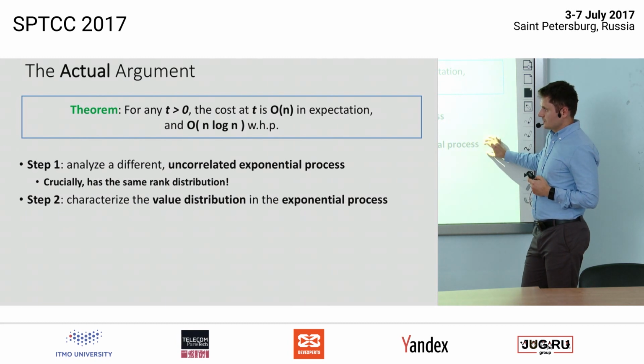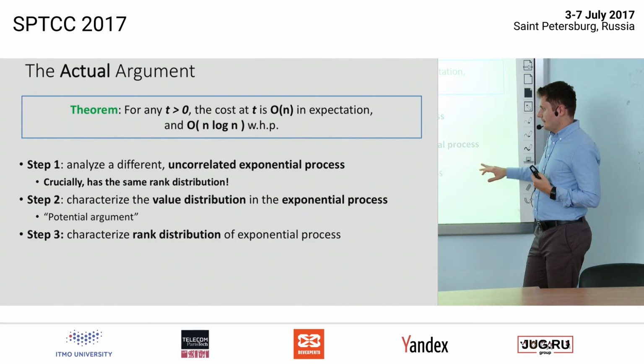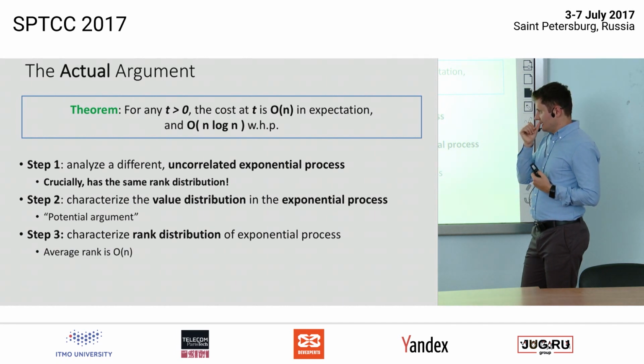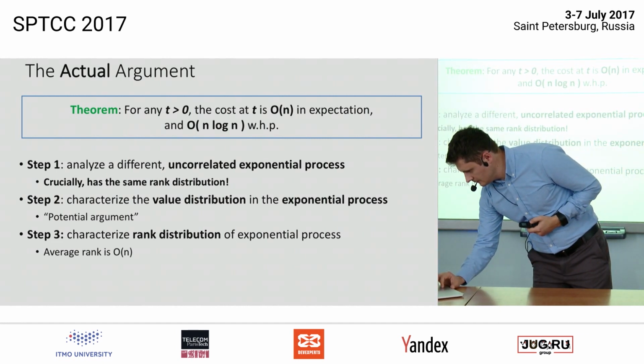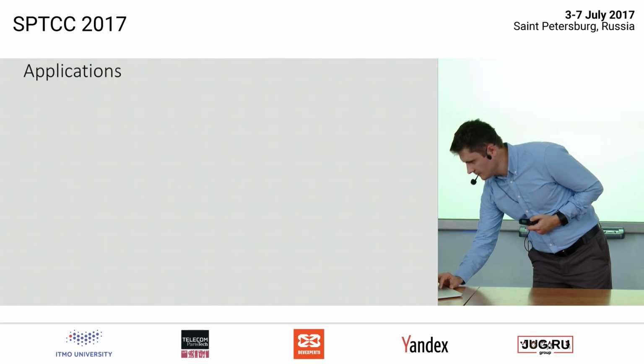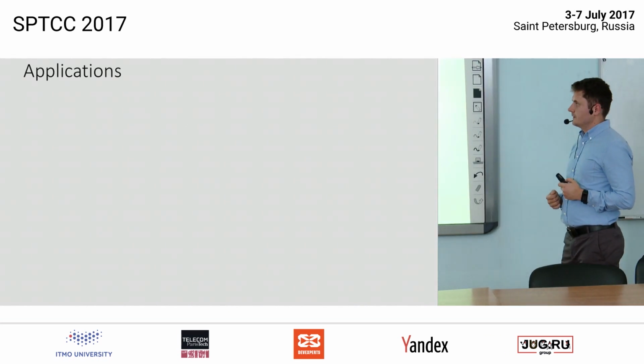Then the second step, which you can find in this paper, is that we're characterizing the value distribution in this exponential process. So basically, we want to know how far the values can get from the mean in this exponential process, and this is done by a technical gadget, which is called the potential argument. And then we characterize the rank distribution of this exponential process, because we understand its value distribution at that step, and then we're able to prove that the average rank is order n. Okay, so I'll skip over the details of this since I want to cover a couple more applied things in between.